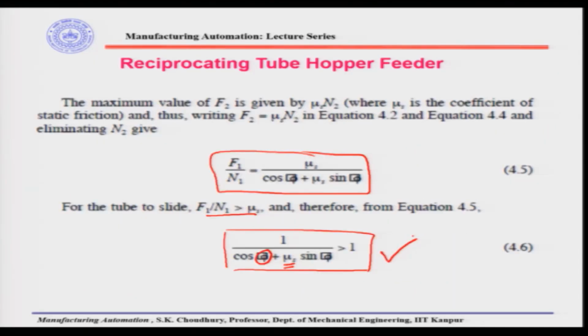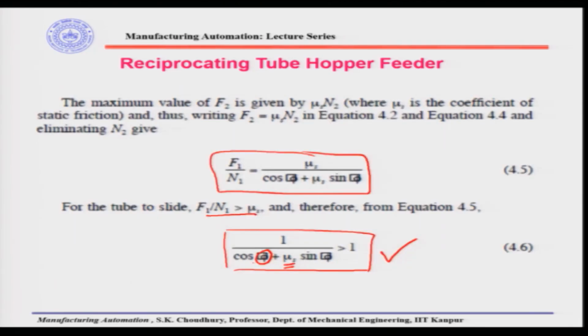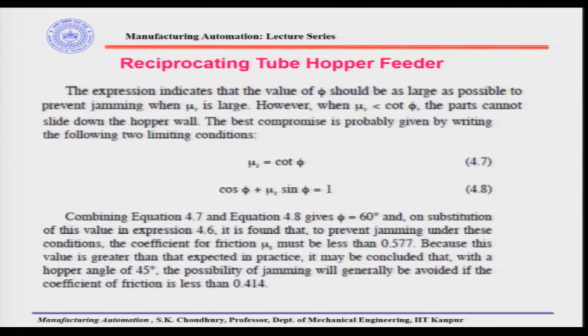Okay, so this is the condition that we always have to check: 1 by (cos phi plus mu s sin phi) has to be more than 1. The expression indicates that the value of phi should be as large as possible. You can see this from here, to prevent jamming when mu s is large.